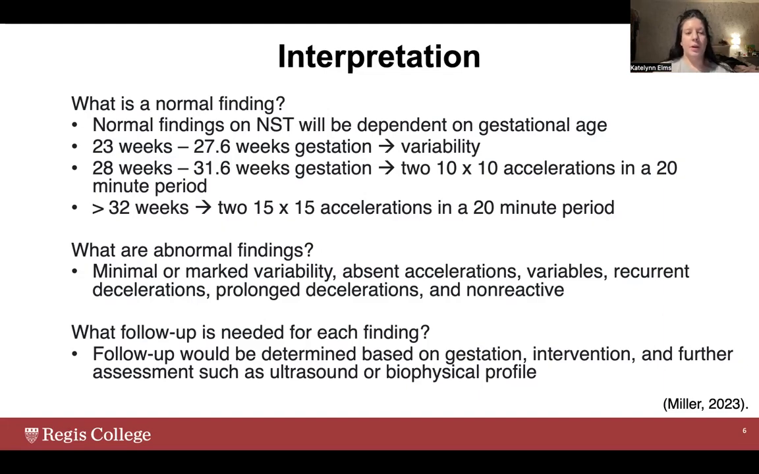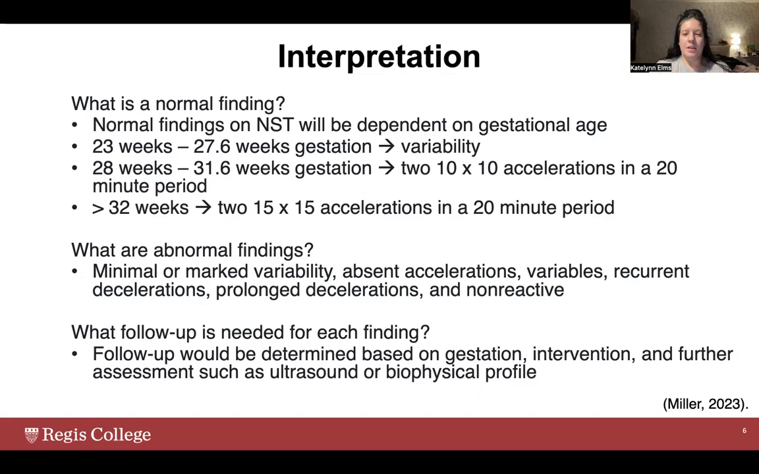So earlier when I said you can have decelerations, some abnormal findings in an NST would be if you aren't getting that variability, if the heart rate isn't really changing at all, and it looks flat. Another thing is absent acceleration. So you could have the heart rate changes, but not the accelerations that would indicate a reassuring NST.